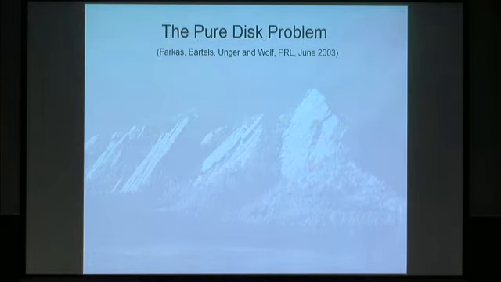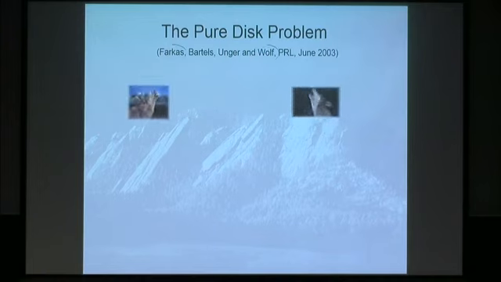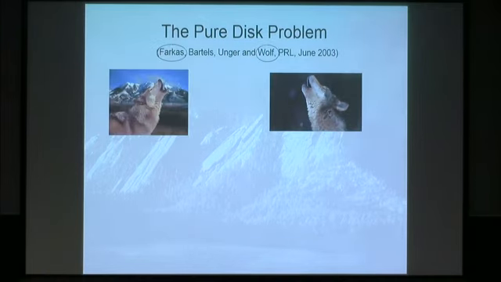Here's the pier disk problem. I'm going to review the theory for this pier disk problem because I did not derive it. It was originally reported in Phys Rev Letters by Farkas, Bartels, Unger, and Wolf. And Farkas in Romanian means wolf. So there are 2 wolves in this title.